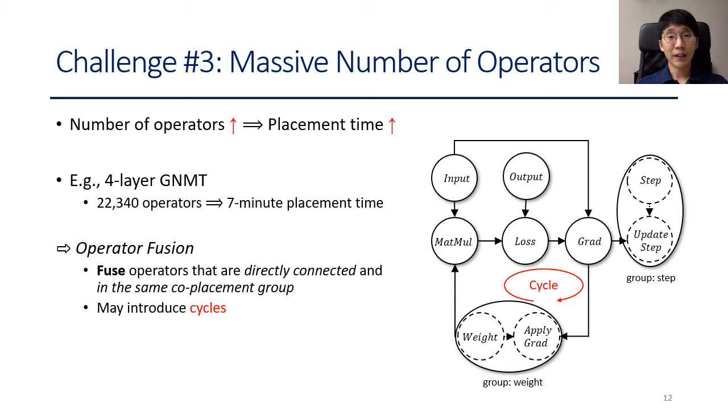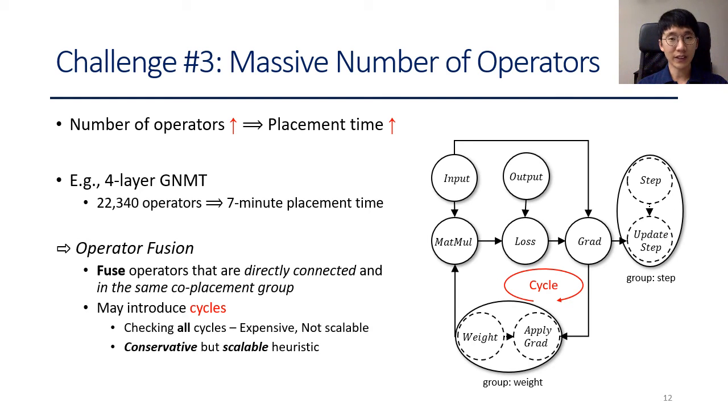This fusion generates a cycle. Since the proposed algorithms only work for DAG, this cycle generation should be avoided. We first tried to check all cycles, but that was expensive and not scalable. So we decided to use a conservative but scalable heuristic. Although this misses some fusion opportunities, the cycle generation is perfectly avoided. We observed that this fusion also helps achieve faster step time.